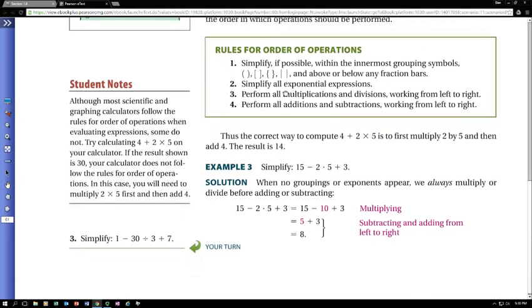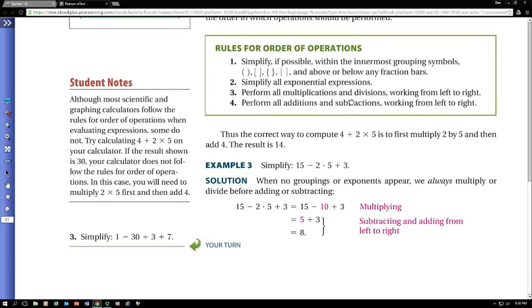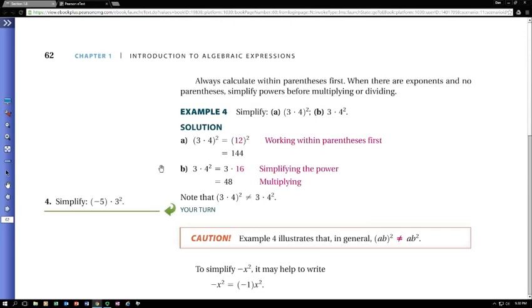We simplify all exponential expressions, perform all multiplication and division left to right, perform all addition and subtraction working from left to right. So they're going to mix some stuff in here. We got to make sure that you understand how to use order of operations, which I don't think should be anything more than review. But when we get exponents in here, it's easy to kind of not follow order of operations.